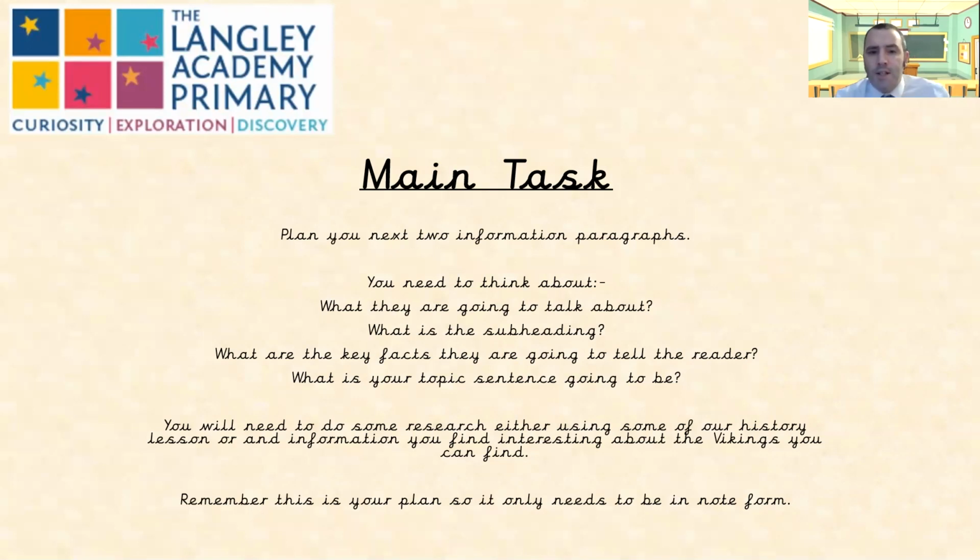So again, you're going to need to do some research, either using some of our history lessons or information you can find on the internet, or even from the Horrible Histories books if you've got those. So again, remember, this is your plan, so it only needs to be in note form. It doesn't need to be full sentences, neatly written paragraphs. It's a plan. So just write out the ideas that you want to incorporate into that paragraph.